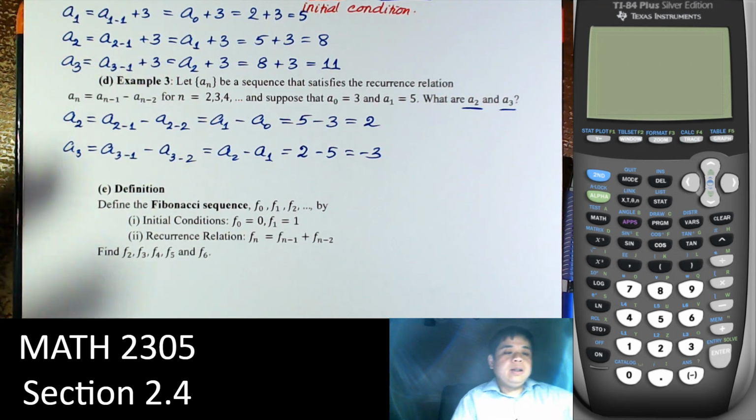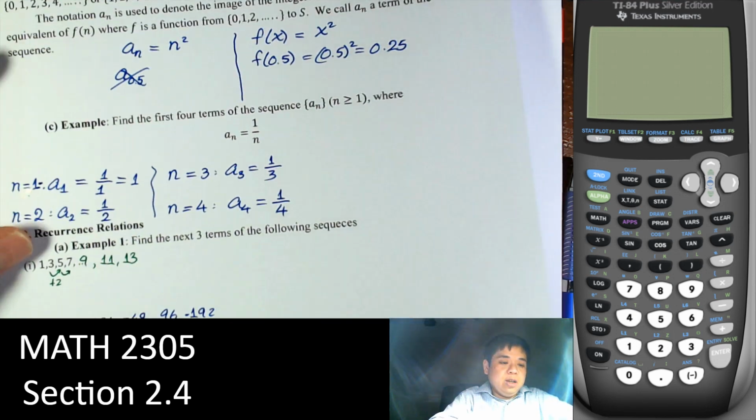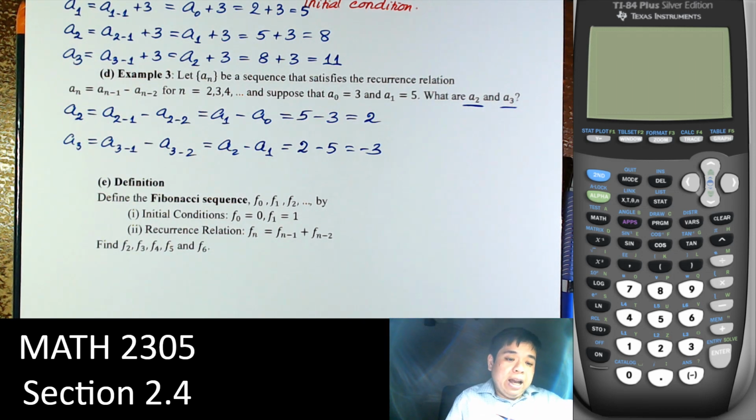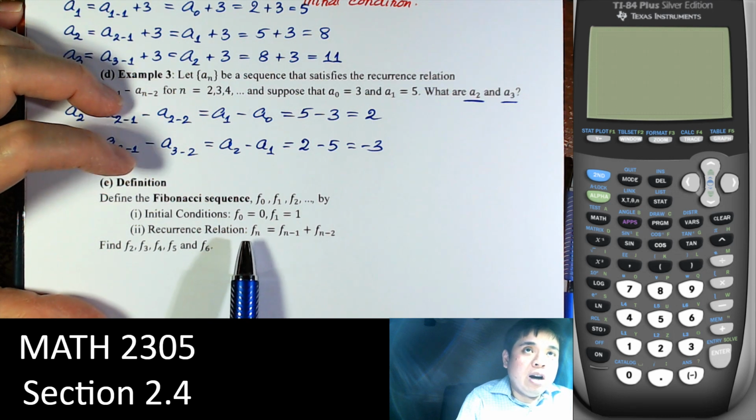Right, next, the sequence we did earlier, this sequence has a special name for it. It's called the Fibonacci sequence, which defines the initial conditions of 0 and 1, and then the recurrence relation is this.